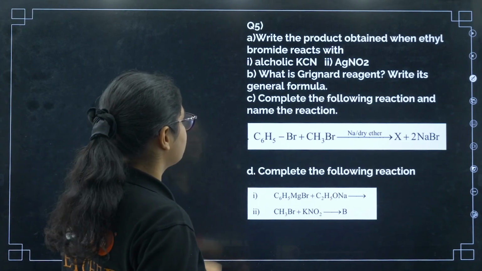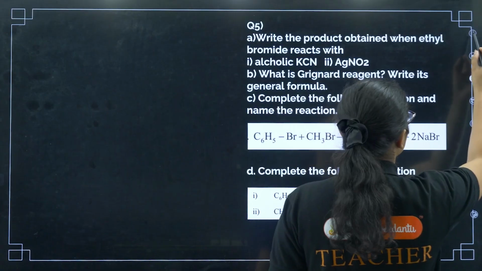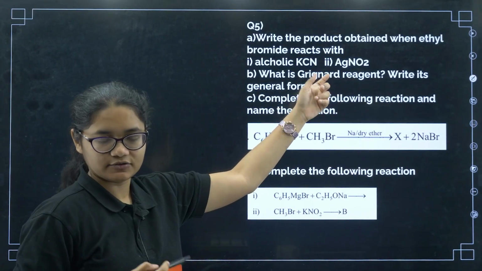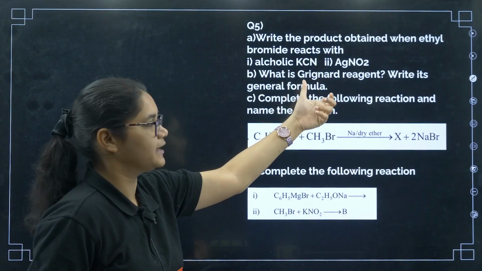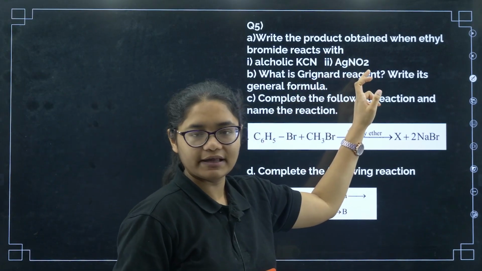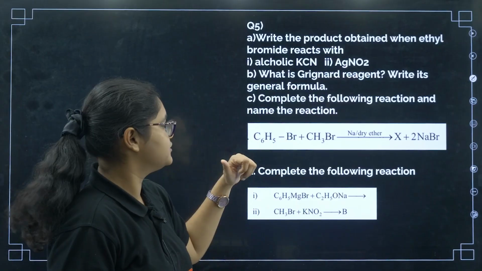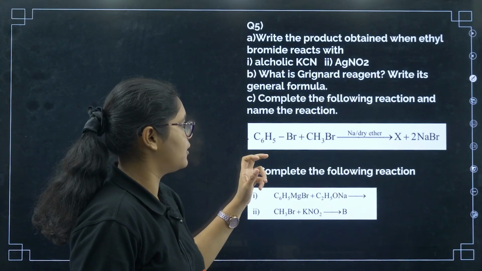So first of all, if you have ethyl chloride, ethyl bromide with KCN, that will give you ethyl cyanide. With AgNO2 you will get nitroethane. Next, what is Grignard reagent? RMgX.